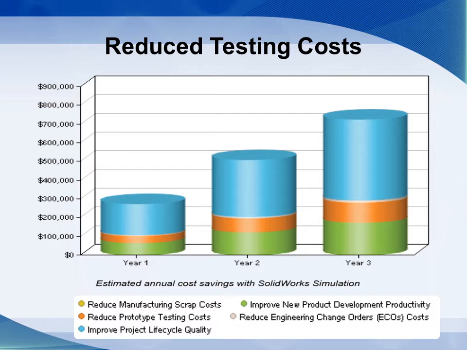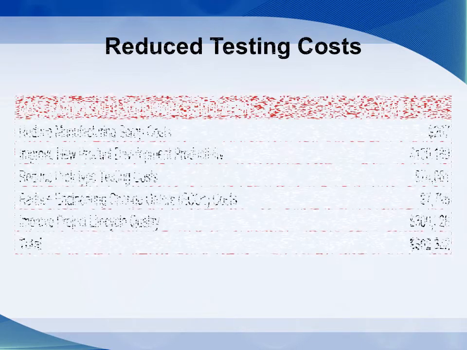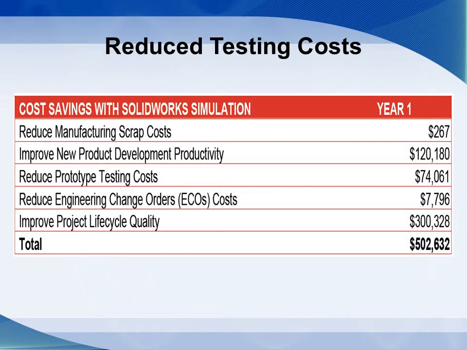Let's take a look at year 1 in more detail. Total cost savings for year 1 is comprised of the following components: $267 in reduced manufacturing scrap cost, roughly $120,000 in improved new product development productivity, $74,000 in reduced prototype testing cost, $7,800 in reduced engineering change order cost, and $300,000 in improved project lifecycle quality.